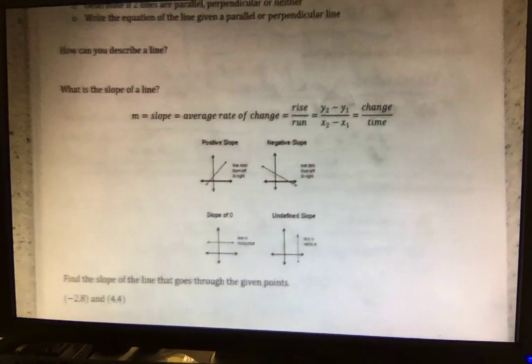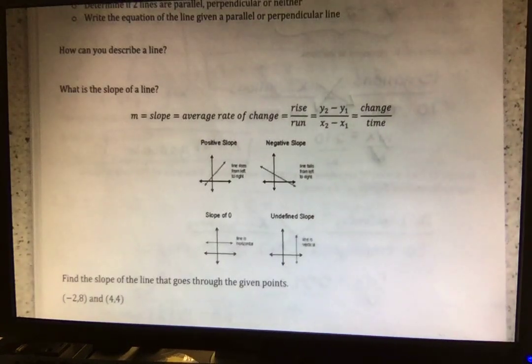So how can you describe a line? Thinking about a straight line. If it's not straight, by the way, it's considered a curve in math. So think of a straight line. How would you describe it? Top to bottom, left to right. Okay, so you're talking about domain and range?